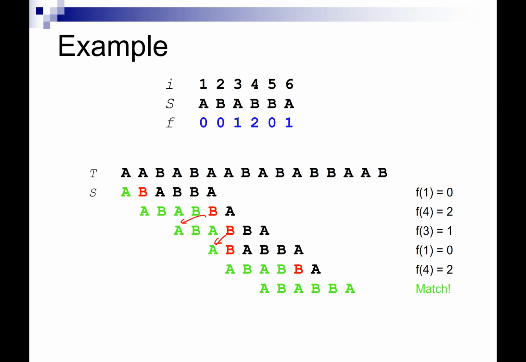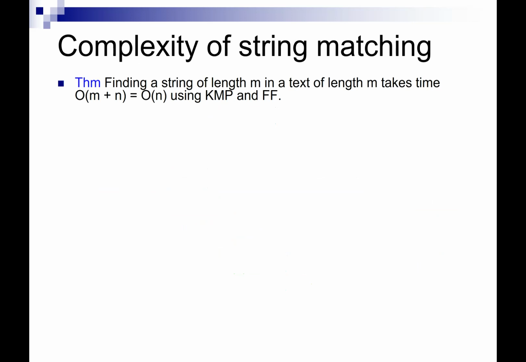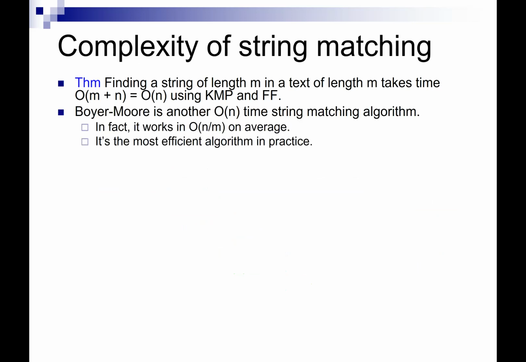Now let's summarize everything that we said. We said that KMP takes order m plus n, right? And this is equal to order n. Now there are many other string matching algorithms. For example, there's another algorithm called Boyer-Moore. This is also an order n time string matching algorithm. In fact, it works even better in practice, because it's not guaranteed, but oftentimes it runs in order n divided by m time.